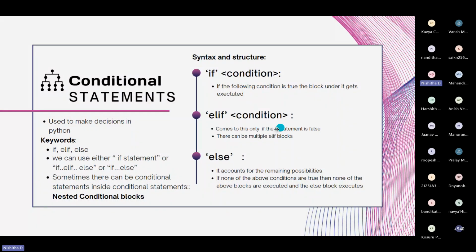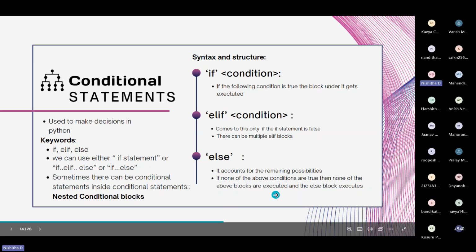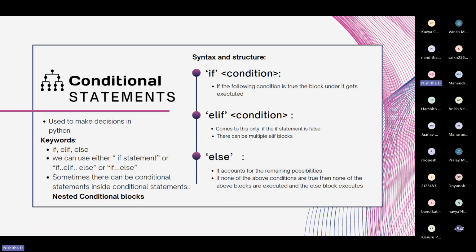Okay, another elif statement. So there can be multiple elif blocks, and finally there's the else block. The else block accounts for all the remaining possibilities, and if none of the above conditions are true, like none of the elifs and ifs are true, then the else block statements get executed. Okay, so that's about the conditional statements. Now sometimes there can be conditional statements inside conditional statements, like if this condition is true, then there can be a bunch of if conditions inside the block of the if condition, like that.